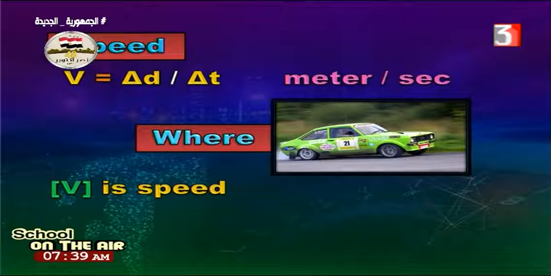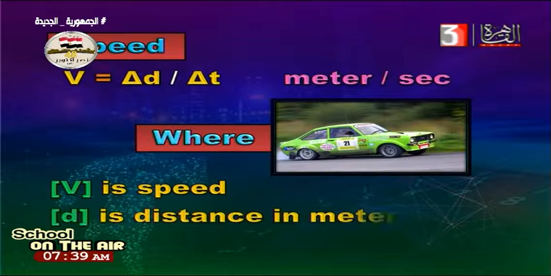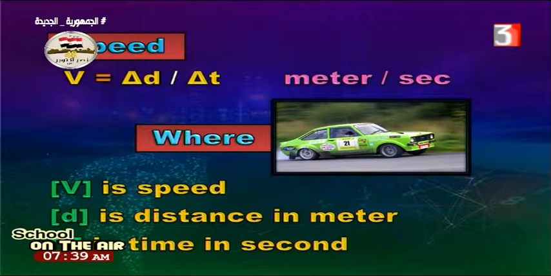From this law, speed equals delta D over delta T, in meters per second, where V is speed, D is distance in meters, and T is time in seconds. But there are other measuring units of speed, like kilometer per hour and meter per minute.